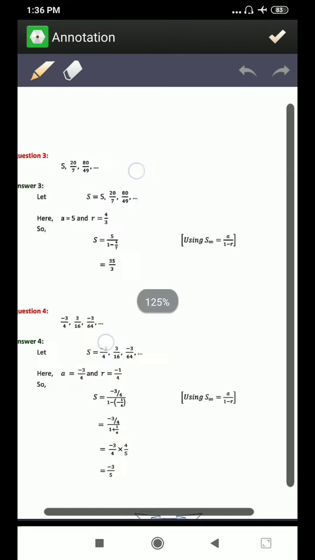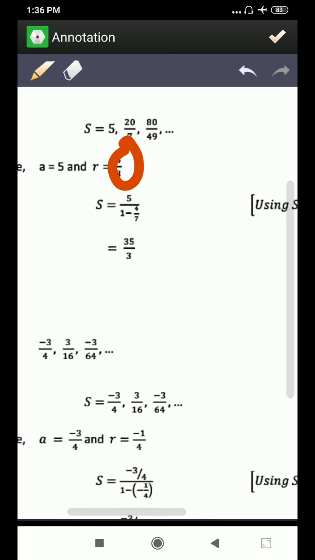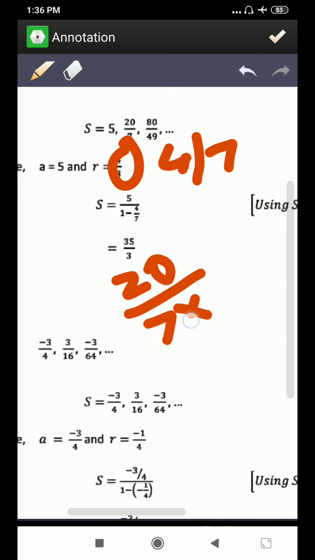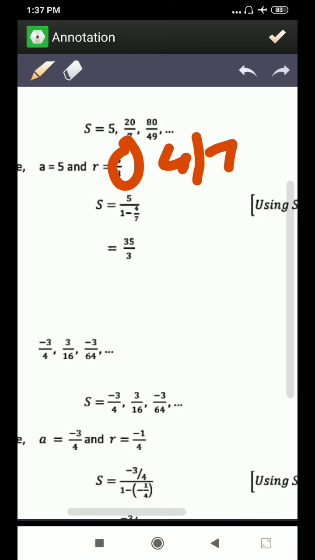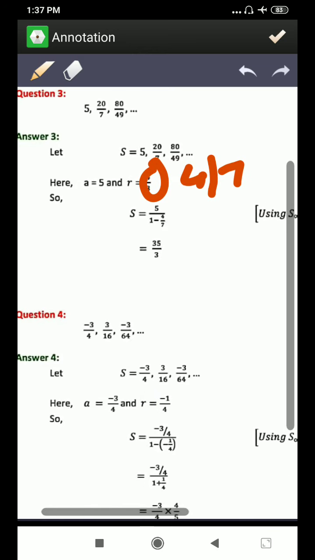R in this case is actually 4 by 7. How did we get it? You divide 20 by 7 by 5. Dividing by 5 means multiplying in the denominator, so it comes to 4 by 7, and the 5 is cancelled out. So R is 4 by 7. In this question you can make this correction. Now again you have to use the same formula A upon 1 minus R. Nothing is new in this question also. Come to question number 4.